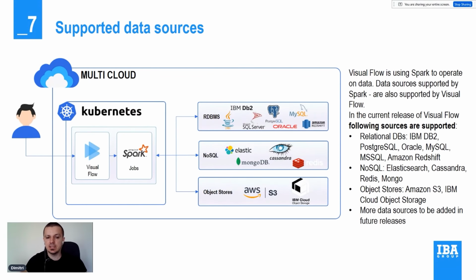Now, what data sources does Visual Flow support? Since Visual Flow uses Spark to operate on data, it can support any type of data source that is supported by Spark itself. The current UI choices are limited to Amazon S3, IBM Cloud Object Storage, Elasticsearch, DB2, Redis, Oracle, Microsoft SQL Server, MySQL, Cassandra, MongoDB, Redshift. And the dev team is constantly adding new source types to the product.